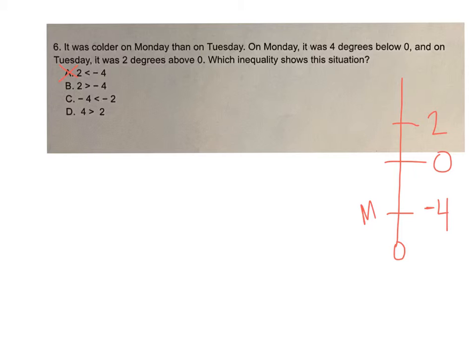Good idea. So C says -4 is less than -2. That's true, -4 is less than -2. But the problem is it's got -2, and remember, our numbers were 2 and -4. So it wasn't the numbers in this situation. It was 2 degrees above, so +2. That one's not going to work. Even though it's a true statement, it has to represent the situation.